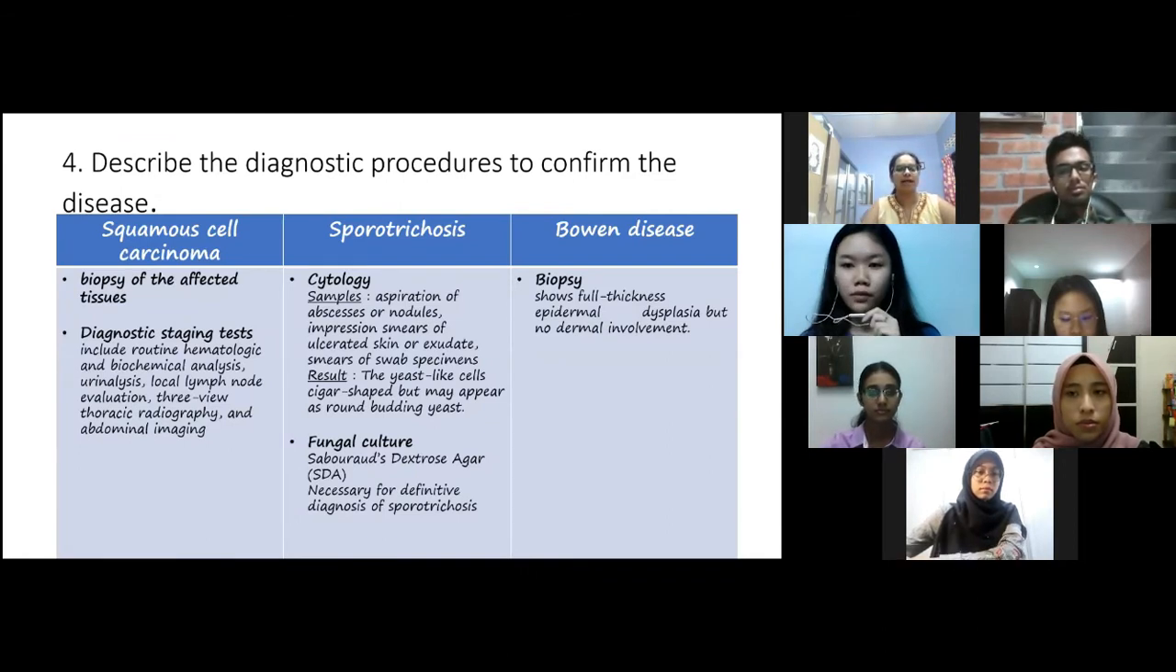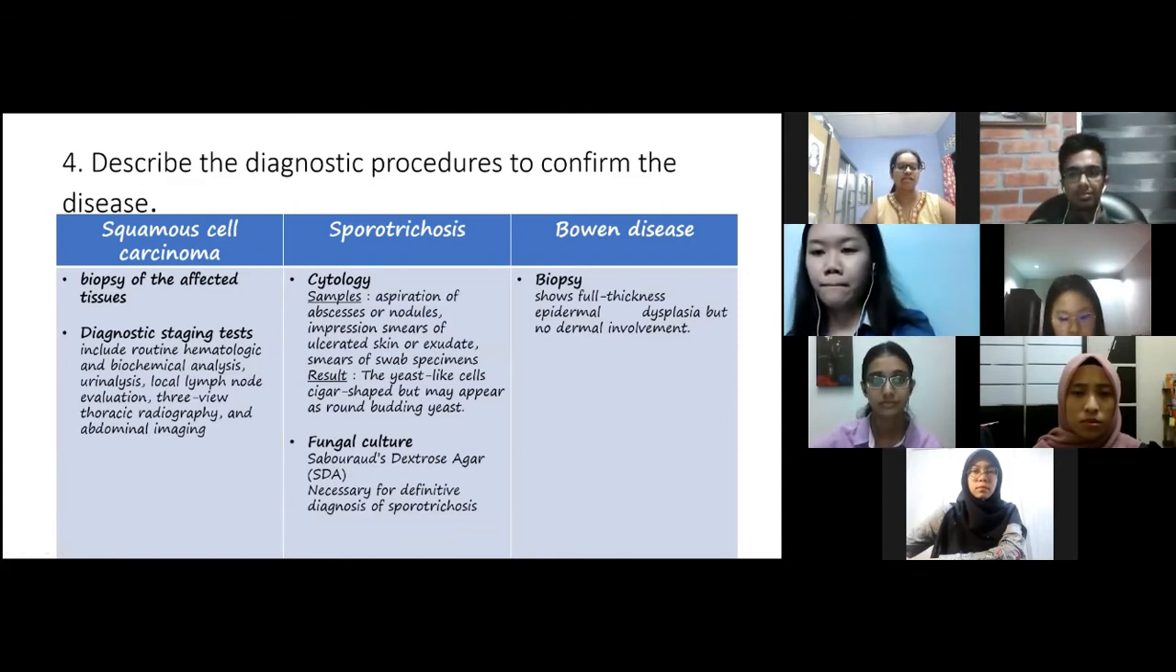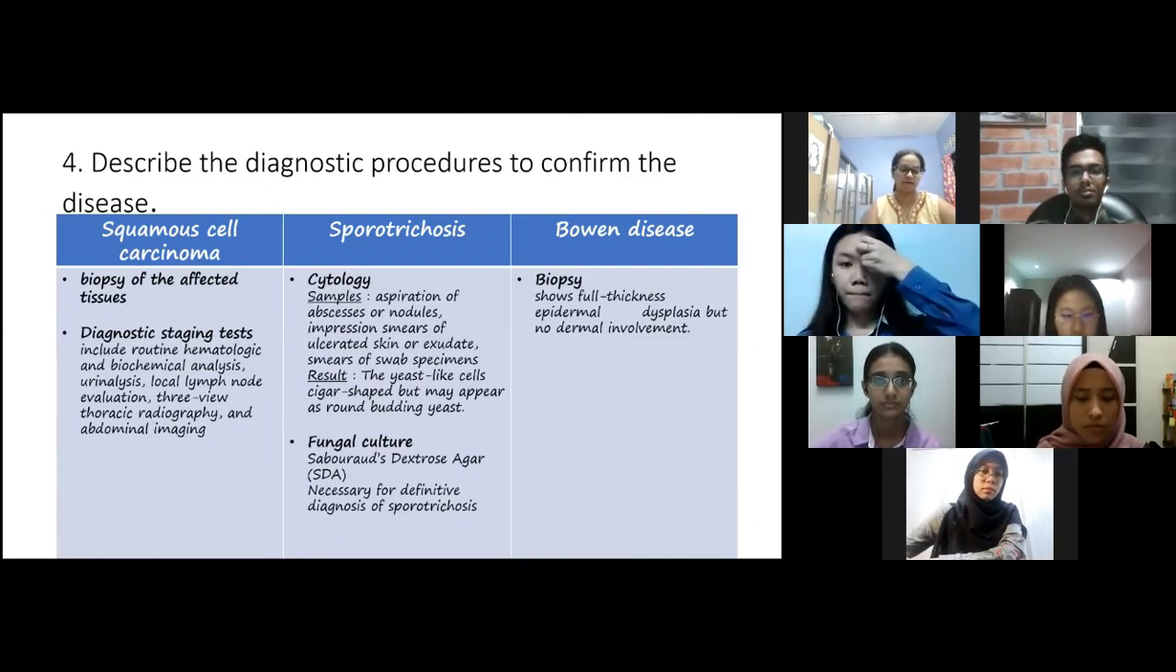So we'll move on to the diagnostic procedure. For the diagnostic procedures, there are a few procedures to confirm the main differential diagnosis. For squamous cell carcinoma, we have biopsy of that affected specific area, and we also have diagnostic staging tests. The diagnostic staging tests include CBC, serum biochemical, urinalysis, local lymph node evaluation, a 3-view thoracic radiograph, and also an abdominal radiograph.